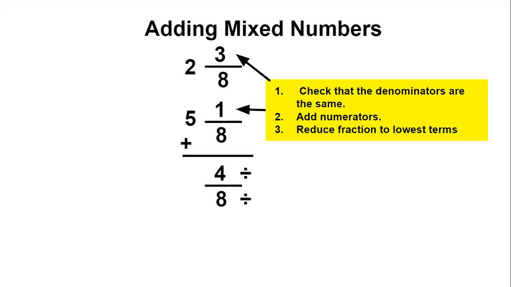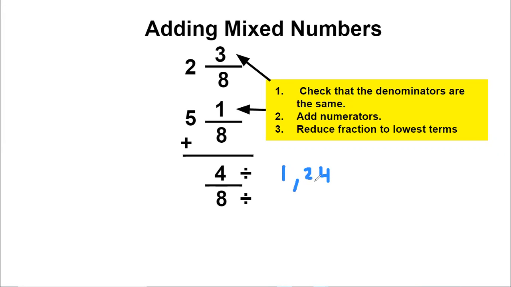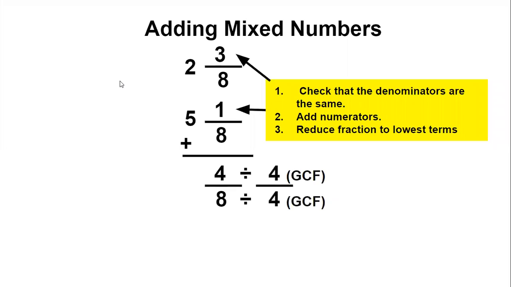Find the greatest common factor of 4 and 8. By now, I bet you know that off the top of your head. 4 is 1 times 4, and 2 times 2. 8 is 1 times 8, and 2 times 4. And the greatest common factor between these is going to be 4. So we're going to divide the top and the bottom by 4. 4 divided by 4 is going to give us 1, and 8 divided by 4 is going to give us 2. So 4/8 is the same as 1/2.